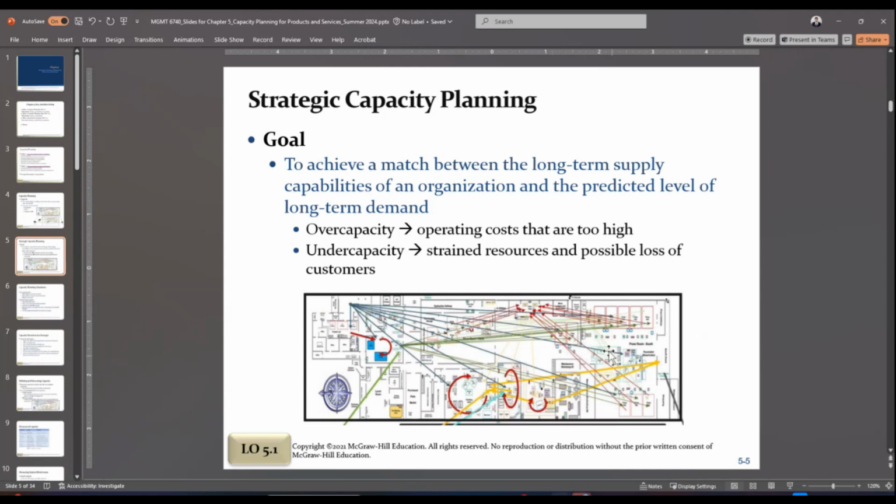Do you have the capability to manufacture or provide the services as required by the customer? Then you do a thorough evaluation in terms of capacity. In this case, two important terms to keep in mind are overcapacity and under capacity.